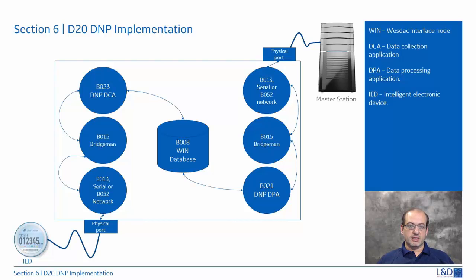Other applications can pick up the DNP protocol information from the WIN database, or the B008 application or database, that basically stores all of this information. So the information can be transferred either to a DNP master via the DNP application B021, or if there is a different master that is talking a different protocol, it can be transferred to that master also, as long as the data processing application that's servicing the other master is enabled and picks up the information from the WIN database.